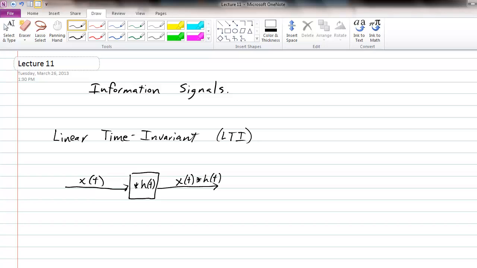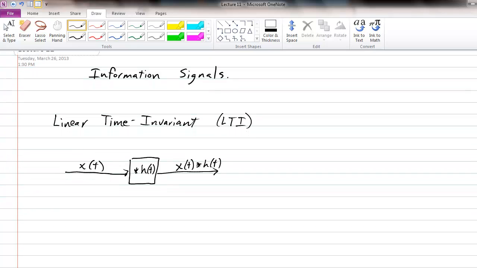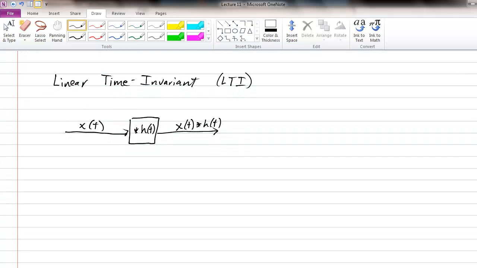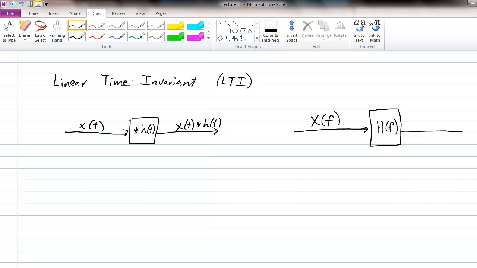And we can think about what happens to this signal in the frequency domain, because it's equivalent to say that the Fourier transform of the signal simply gets multiplied at each component by the Fourier transform of the impulse response. So the Fourier transform of the output is just the product.